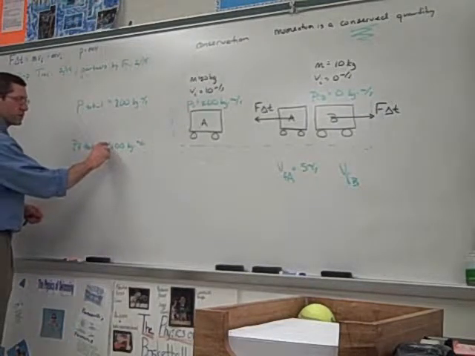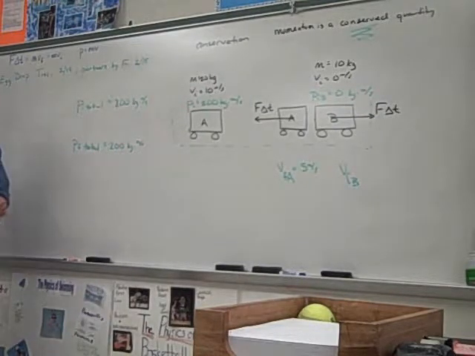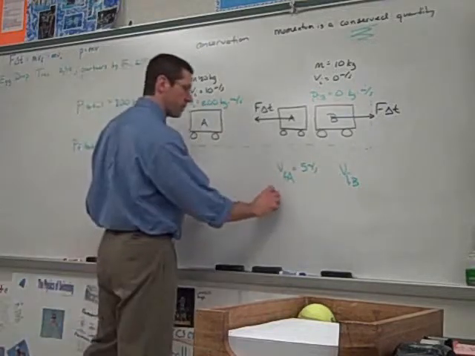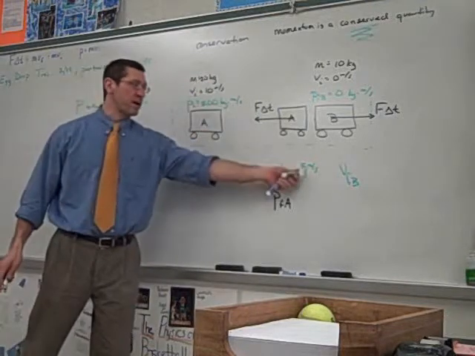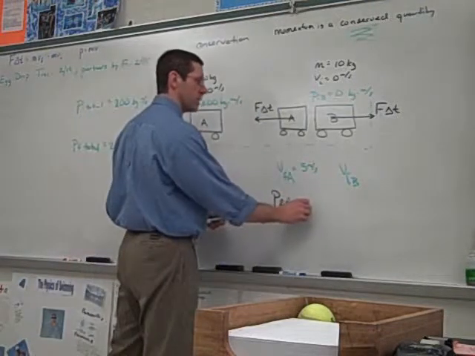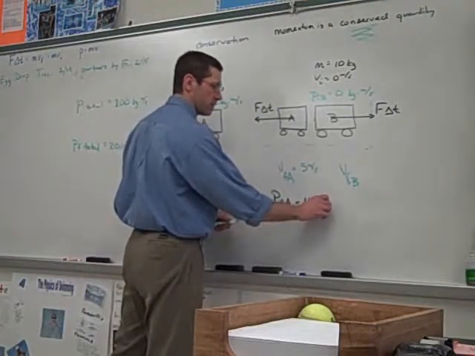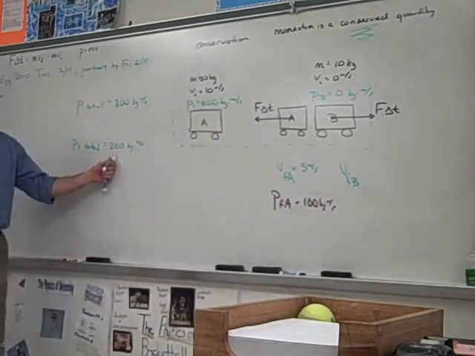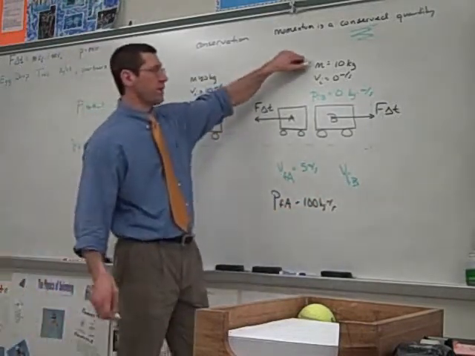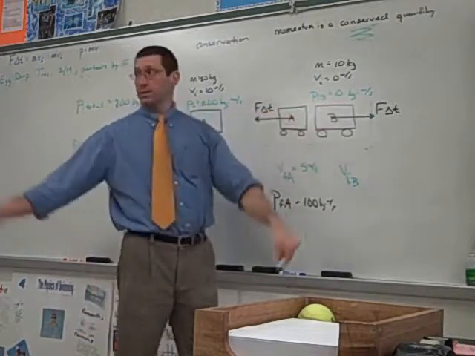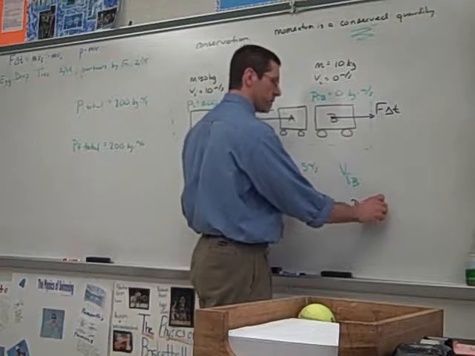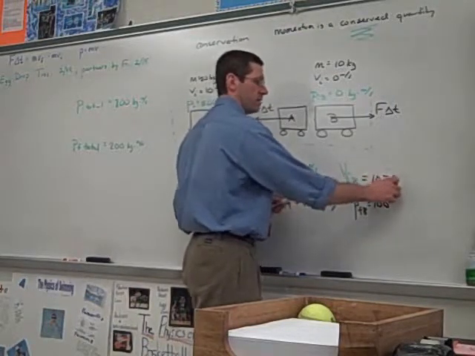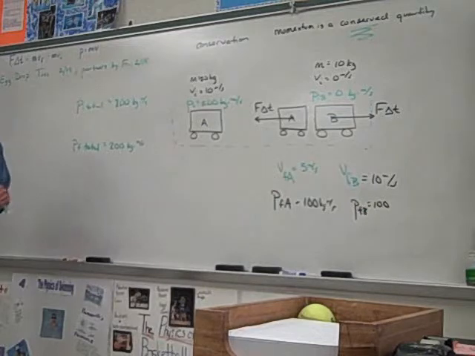Well, we know we need 200 inside, right? 200 total. How much momentum, the final momentum of A, is what? 20 times 5, which is 100. And that leaves us with another 100 we need. So that means the 10 kilograms that make up cart B need to be moving at 10, right? Final momentum needs to be 100, so that means this is moving at 10 meters per second. Does everybody follow this? Pretty simple.